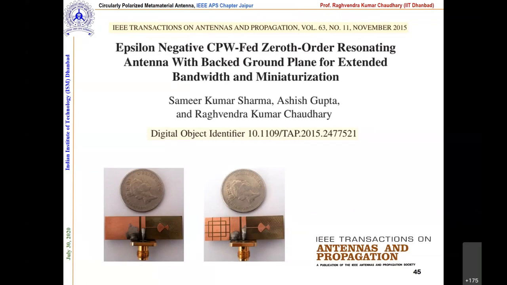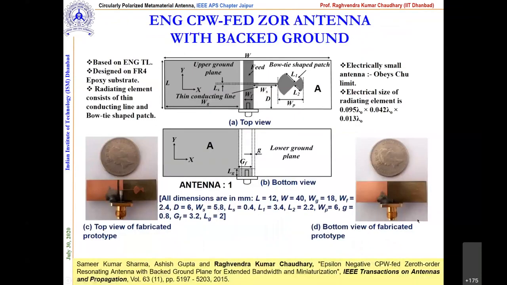I'll show you this. This is the geometry. Here you can see, what is the contribution? This is a very small antenna, and it follows the ENG approach. Here you see the bow-tie shaped patch, which connects to the signal patch. This is the feed, and this is the upper ground. Now we did an extra thing: we provided a reflector at the back side of the bow-tie shaped patch. You can see this metallic patch at the back side of this.